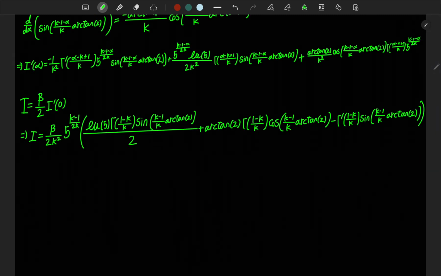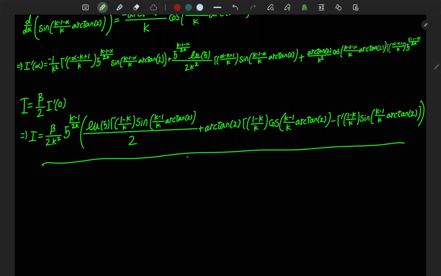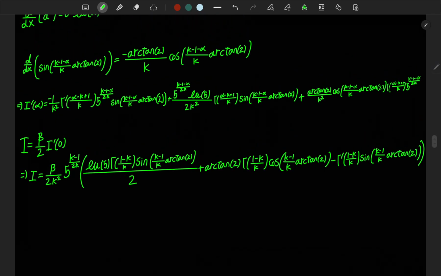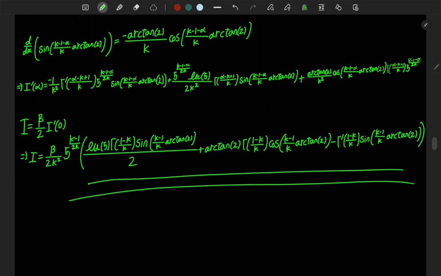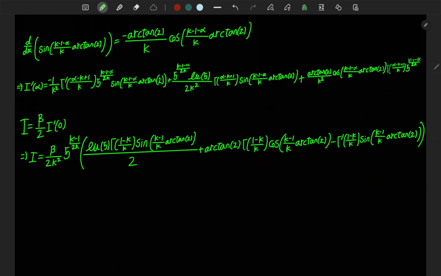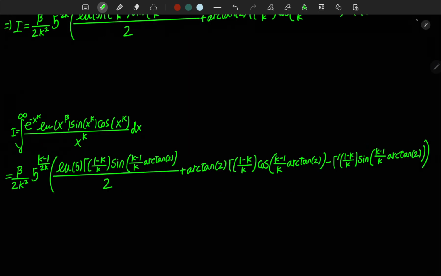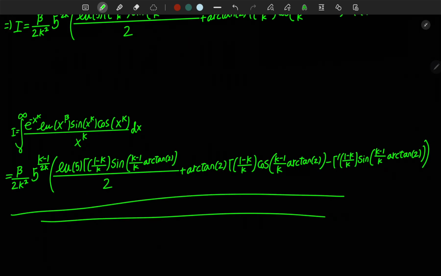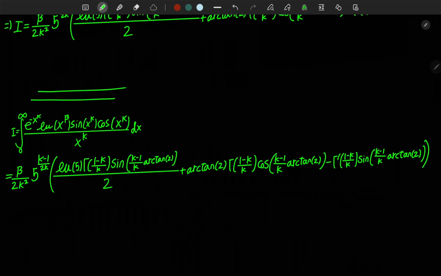Then if we recall that I equals beta over 2 times I prime of 0, that means that I equals this guy right here. Because we have I prime of alpha, if we plug in 0 for alpha, we get this guy right here. And then all we need to do is just multiply that thing by beta over 2. So here we go. This is our answer right here. Here we are. Here is the final result for this integral right here. Sorry if I went a little bit fast, but feel free to pause the video to see what I was doing.